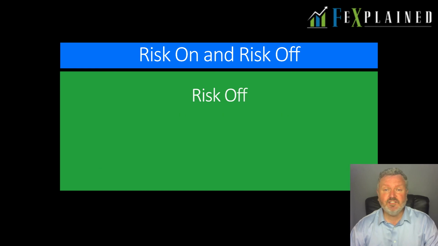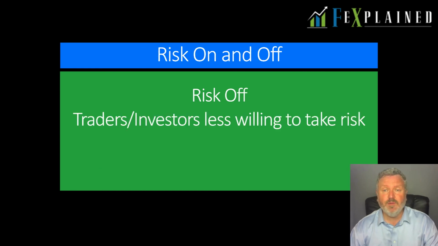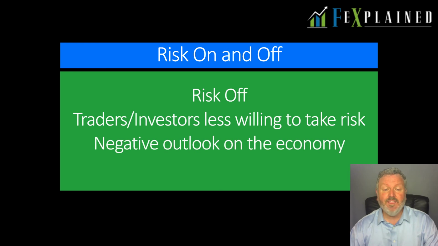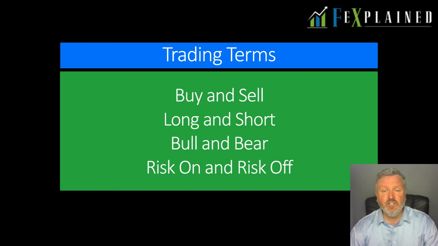Now let's talk about risk off. In a risk off scenario, we're talking about traders or investors less willing to take risk. Their risk appetite is less. They have a lower threshold for risk. That usually comes with a negative outlook on the economy. So in this scenario, we would see traders looking to take less risk, selling equities and buying bonds, buying the safe haven.